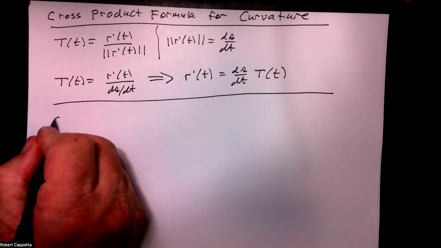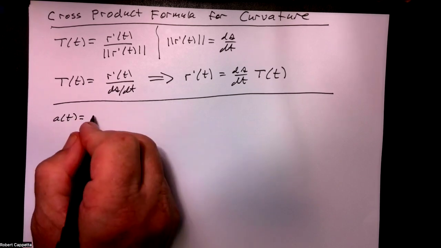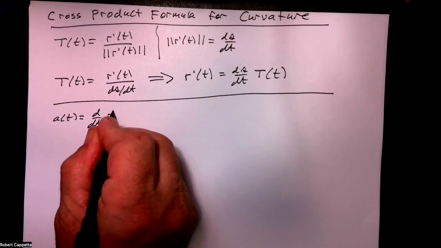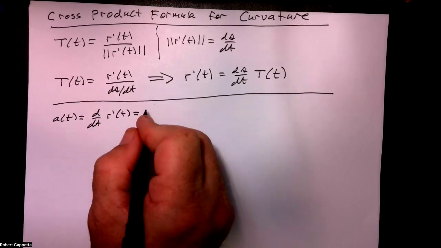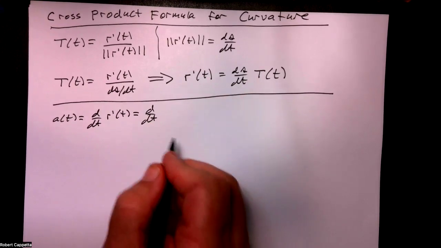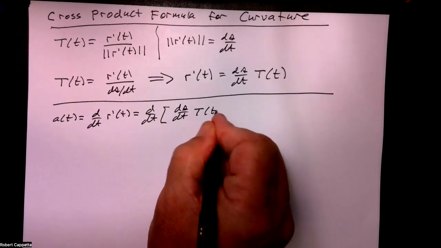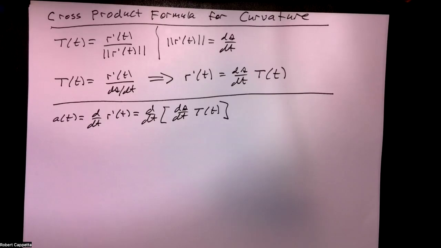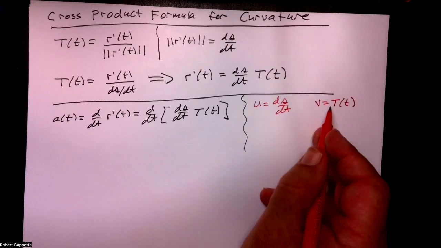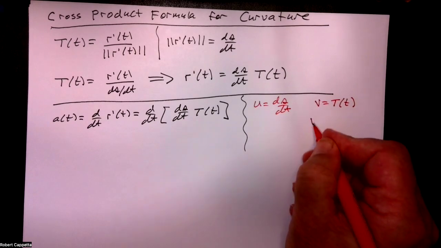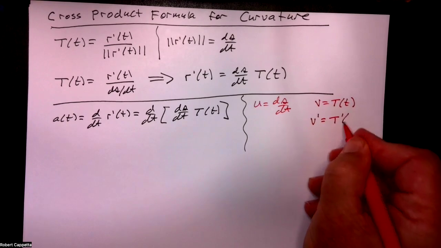So what is the acceleration a of t? That is the derivative of the velocity of t, which would be the derivative with respect to t of ds/dt times T of t. So how is that going to work? What's our strategy here going to be to evaluate that derivative? What tool do we need to use? Well, it is the product rule. So using that product rule with u and v, u is ds/dt and v is T of t, so v prime is easy. V prime is the derivative of T of t, which is T prime of t.